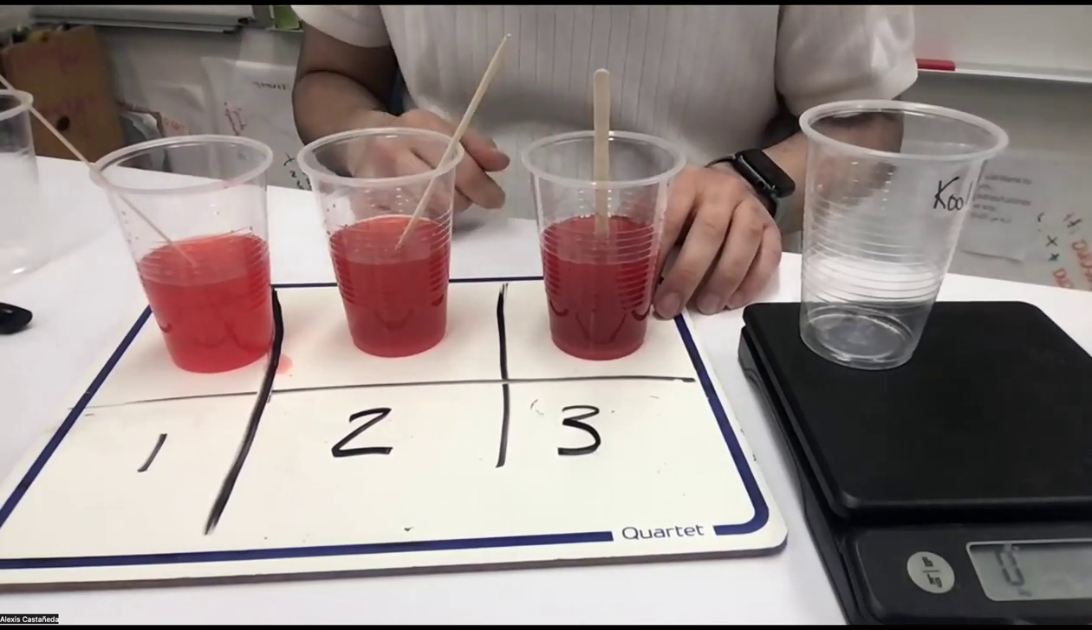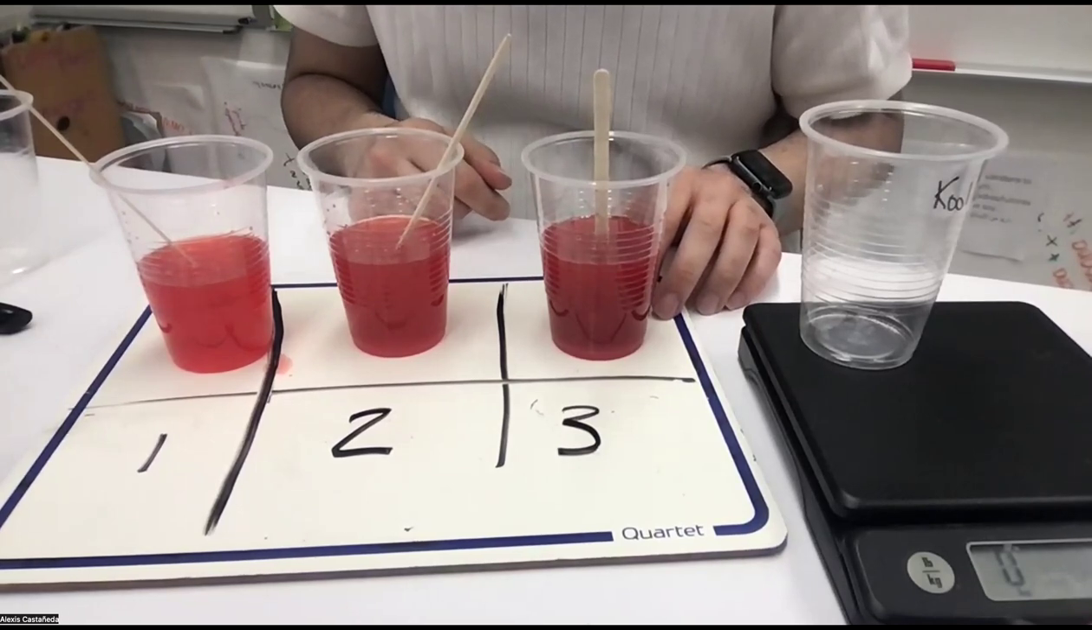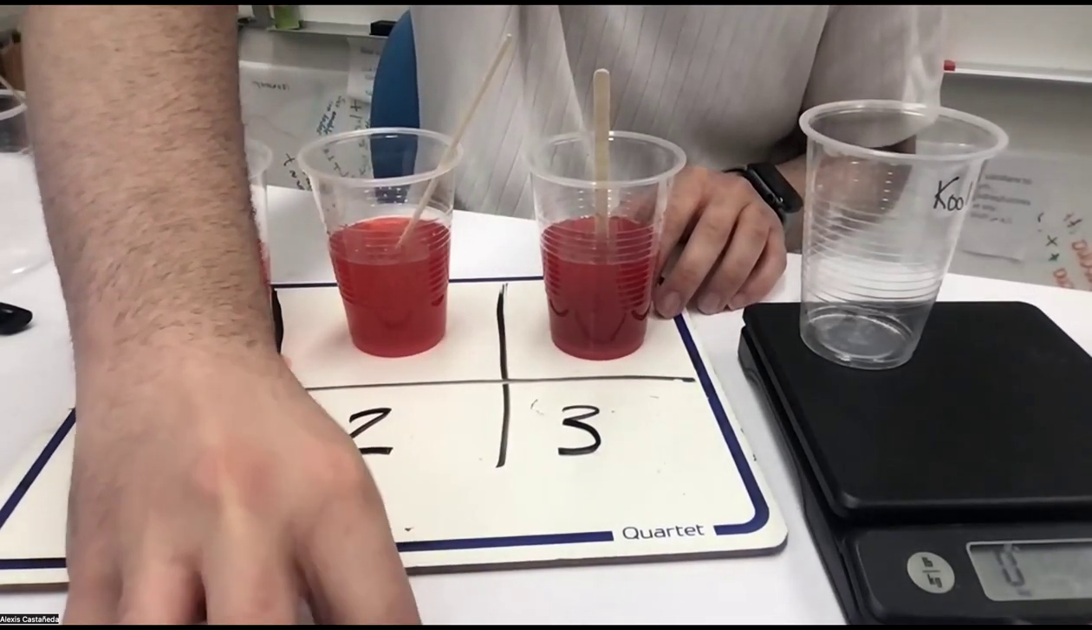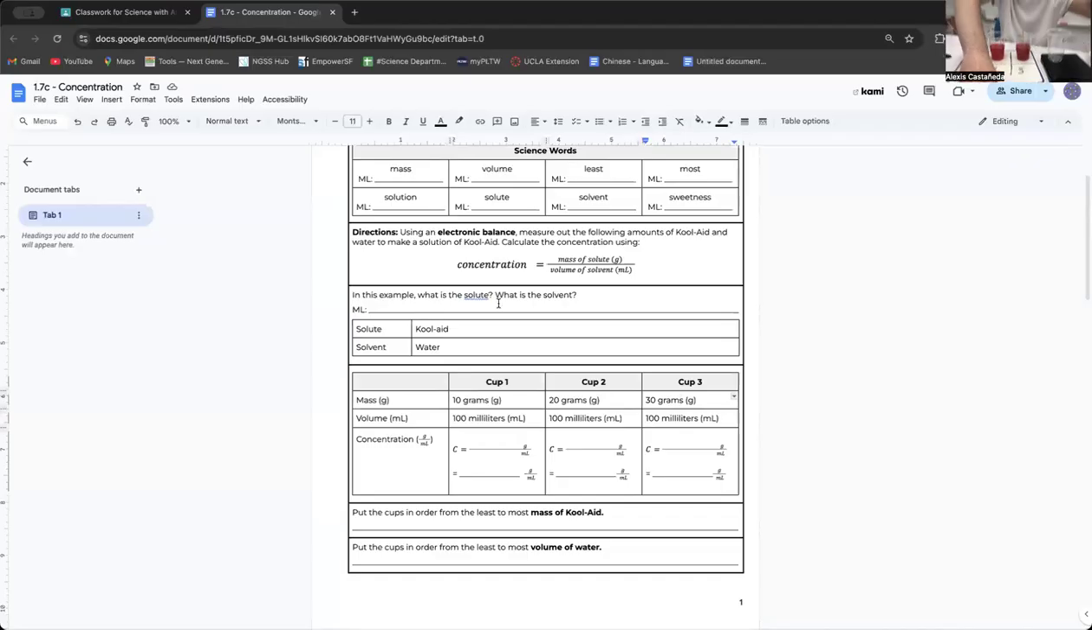Which one of these do you think is the sweetest? So let's answer these questions on the worksheet. If we look back at our worksheet, here we have our concentration. We can calculate our concentration now. Our concentration is calculated by the mass of the solute, so the mass of Kool-Aid, divided by the volume of the solvent, which is the water. So in this case, the solute we had was 10 grams, and we're going to divide by 100 milliliters. That's how we calculate concentration.